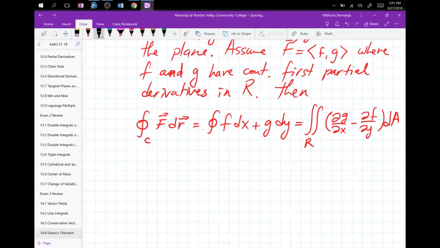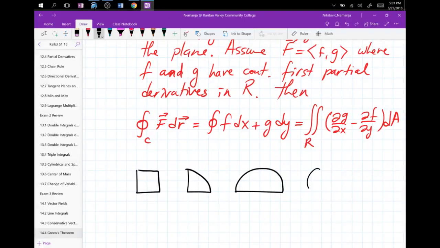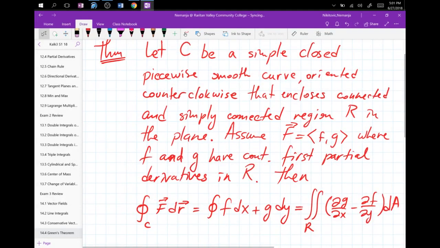So you can talk about a square, that's fine. You can talk about a quarter circle, a half circle, the entire circle, or a triangle. I don't care what it is. They can have edges, because over here, guys, it says piecewise smooth. Piecewise smooth means it's differentiable, and the corners are allowed.